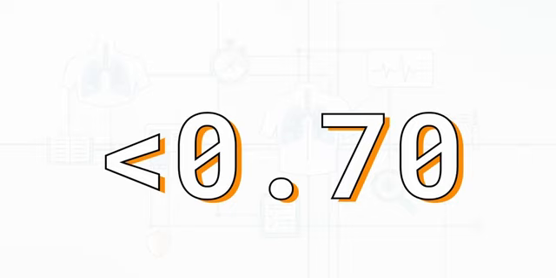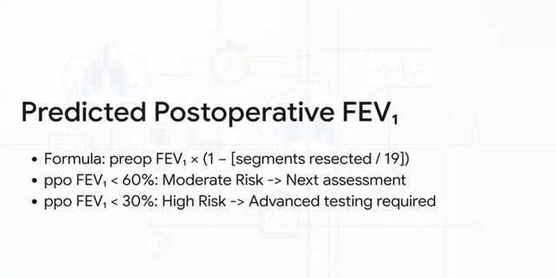Let's be absolutely clear on this. An FEV1 over FVC ratio below 0.70 is the definitive diagnostic threshold for an obstructive lung defect, like COPD. You could argue this single value is the most critical piece of information from that initial spirometry because it immediately points us down the right path for further investigation and preoperative optimization. Beyond just the diagnosis, we have to quantify what the functional impact of the surgery will be. We do this by calculating the predicted postoperative or PPO FEV1.